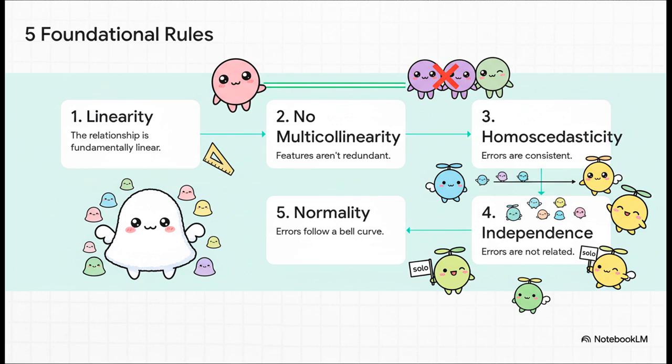First, the relationship you're modeling has to actually be a line. Kind of obvious, but you'd be surprised. Second, your inputs can't be telling you the same thing. And finally, the errors, those little mistakes your model makes, they have to be well behaved. They need to be consistent, totally independent of each other, and they should form a nice classic bell curve. So, let's see what happens when we start breaking these rules.